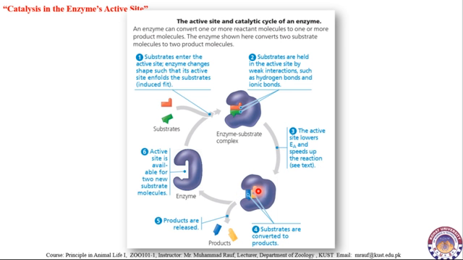Once the substrate is converted into products, this association is loosened, the products are released, and the active site of the enzyme is again available to form an enzyme substrate complex with new substrates. So this cycle is repeated over and over again.